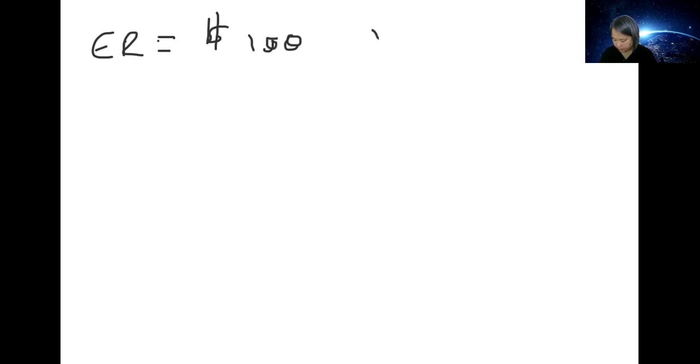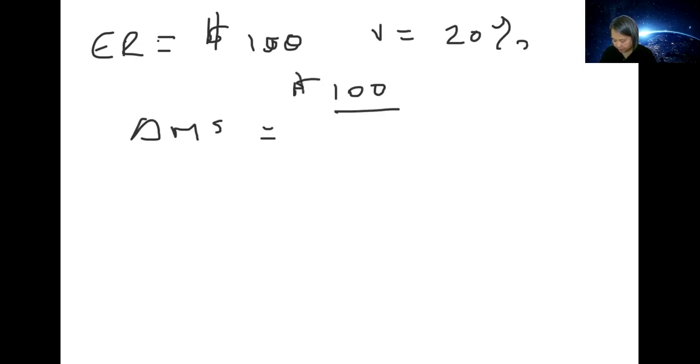$100, and our V is equal to 20%, then our money supply multiplier, or the change in our money supply, is just going to be equal to 100 divided by 0.2, which is equal to $500.